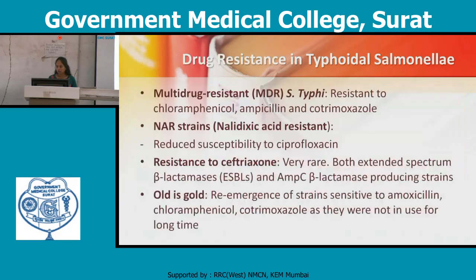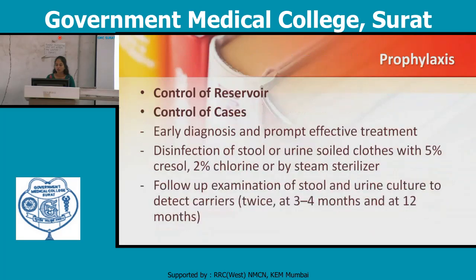Drug resistance in typhoidal salmonella: resistant to chloramphenicol, ampicillin and cotrimoxazole. Nalidixic acid resistant with reduced susceptibility to ciprofloxacin. Resistant to ceftriaxone, both ESBL and AmpC beta-lactamase producing strains. Old is gold: there is a re-emergence of strains sensitive to amoxicillin, chloramphenicol and cotrimoxazole, as they were not in use for a longer time. Prophylaxis for control of reservoir and control of cases: early diagnosis and prompt effective treatment.